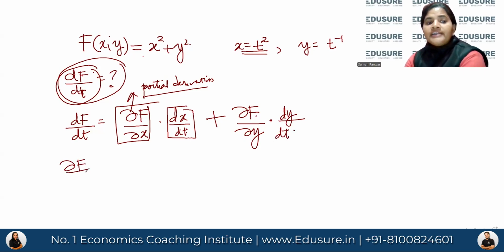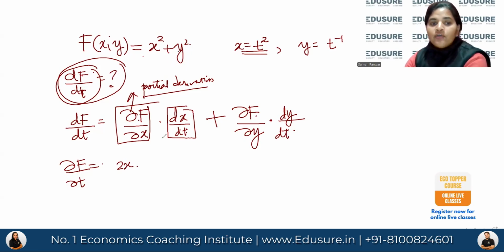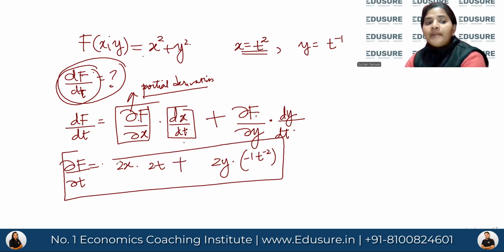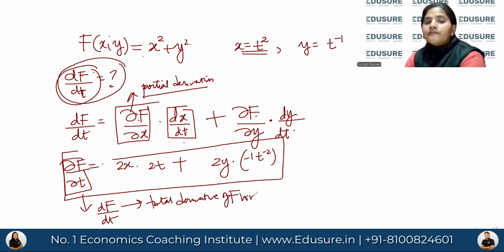So in that case, your del f by del t should be equal to, what is my del f by del x? 2x. I'm keeping y square as constant, so derivative of y square will be 0. What is dx by dt? 2t. Now, what is your del f by del y? So again 2y. And what is your dy by dt? Minus 1 t power minus 2. So this is my df by dt, not del f by dt. This is called total derivative of f with respect to t. Total derivative means I am involving both the partial derivatives.